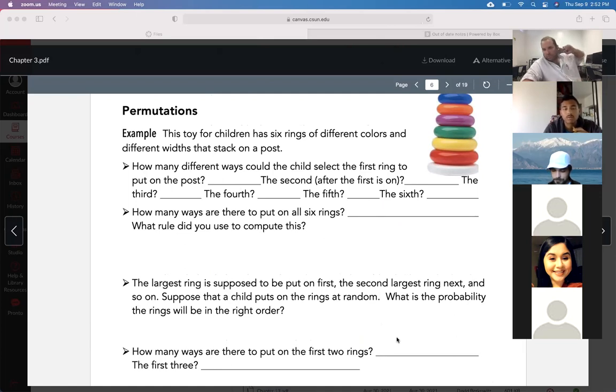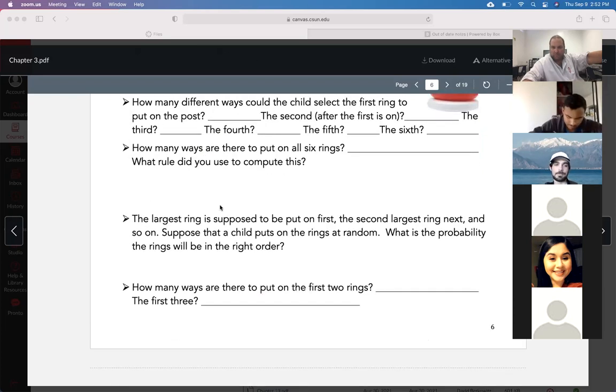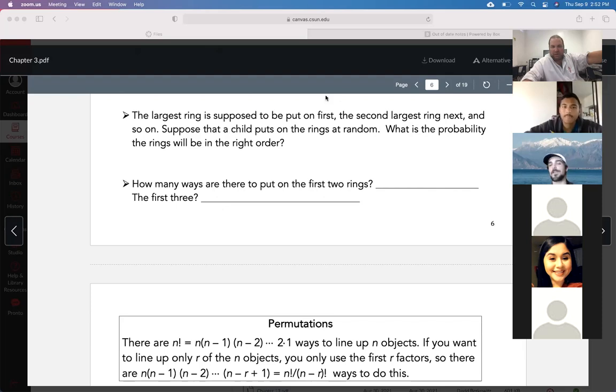How many ways? Would it be 30? Yes, 30, because the first action again was 6, the second action was 5, and by the fundamental principle of counting, 6 times 5 is 30. How many ways are there to put on just the first 3? 120. 120, 6 times 5 times 4. Agreed? Okay. So now we have our second principle of counting.